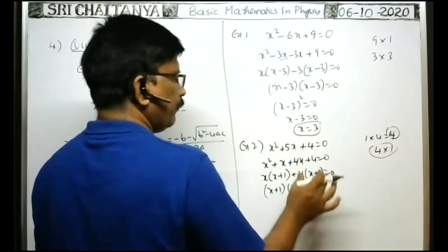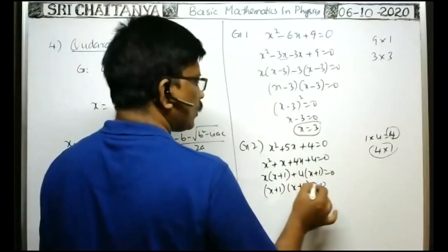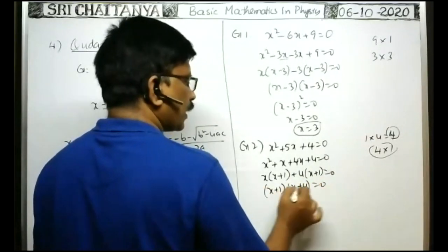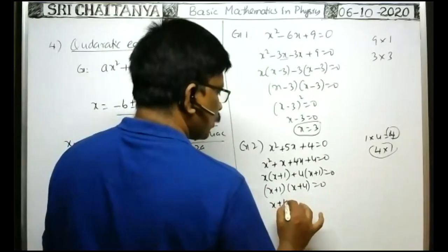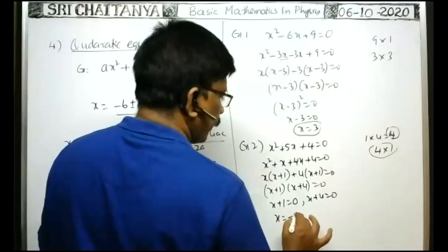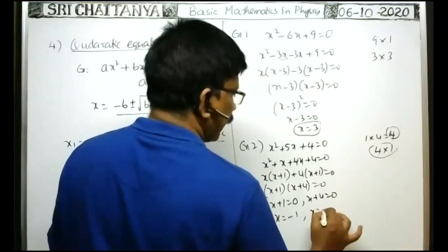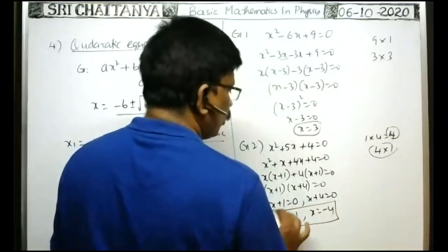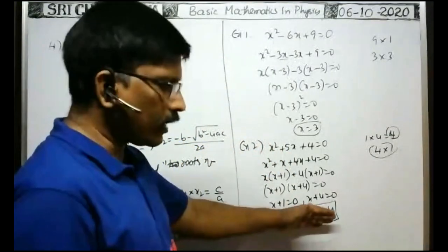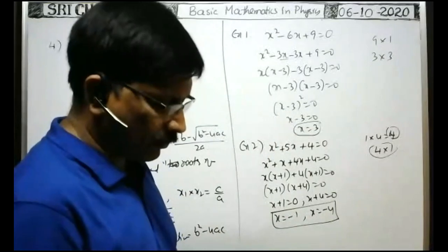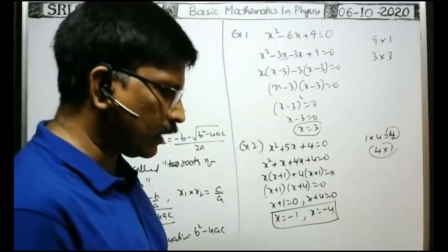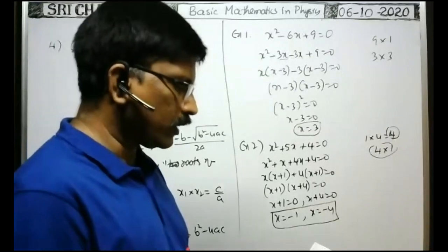If it is 0, it means whenever x plus 1 is equal to 0, this product becomes 0. When x plus 4 is equal to 0, this product becomes 0. That's why x plus 1 is equal to 0, x plus 4 is equal to 0. That means x is equal to minus 1, x is equal to minus 4. So when you substitute the x value minus 1 or minus 4, this equation will be satisfied. That's why these are called roots of this quadratic equation. So x is equal to minus 1 and x is equal to minus 4. These are called roots of the quadratic equation.